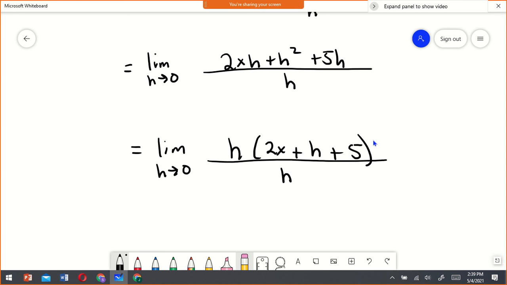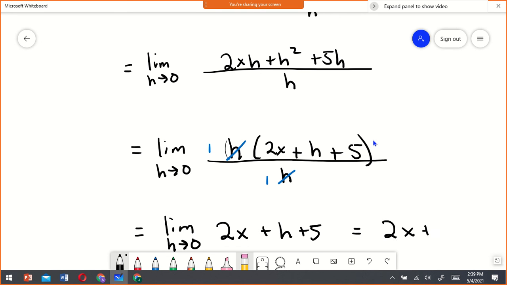So I factored out h, right? So h came out of the 2xh, leaving just 2x. Instead of h squared, one of the h's came factored out, so it's just h. And instead of 5h, I took the h out, so it's just a 5. Then we can cancel between numerator and denominator. And we no longer have an issue with 0 in the denominator because our denominator is gone. I can evaluate this limit by plugging 0 in for h, and I get left with 2x plus 0 plus 5. So just 2x plus 5.